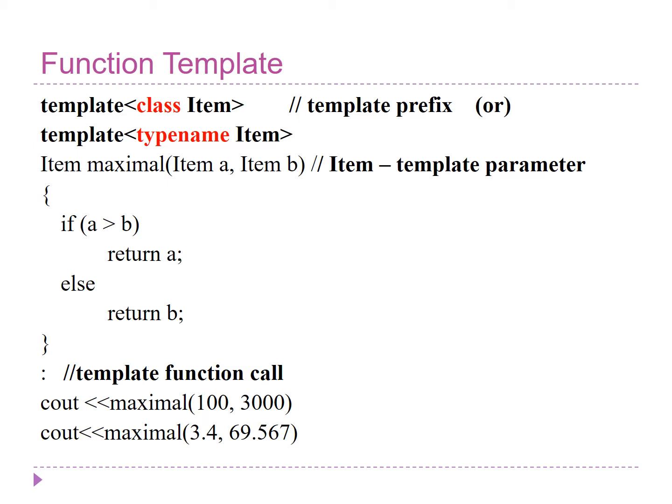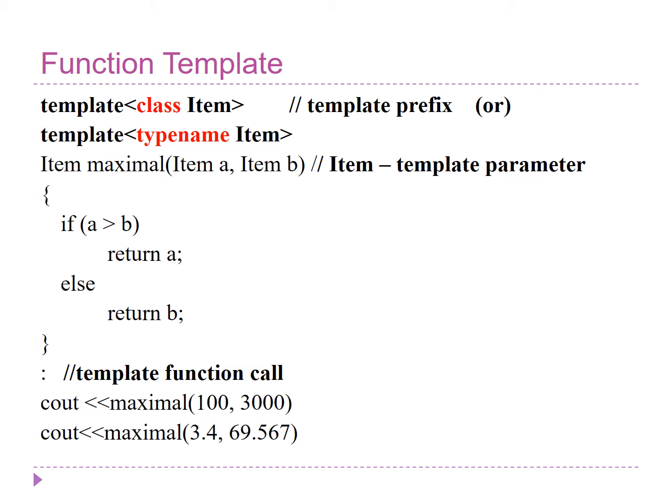The function template maximal finds the greater value between a and b. As an example, we have given two function calls to the function maximal. The first function call, maximal 100, 3000, represents that the function maximal could be used for the data type integer.